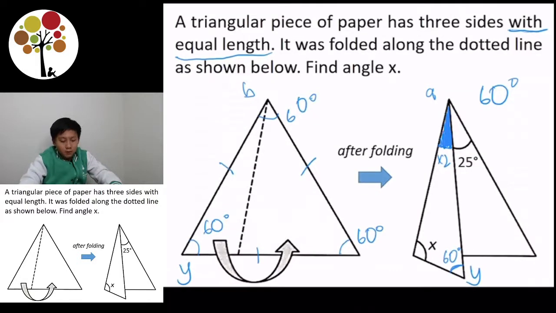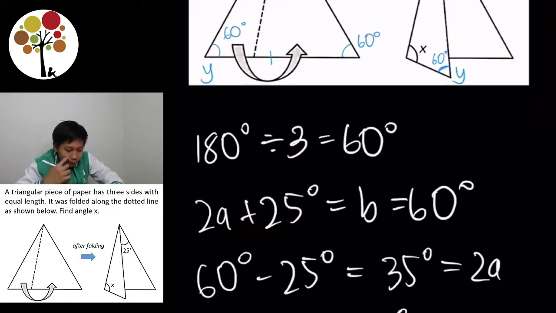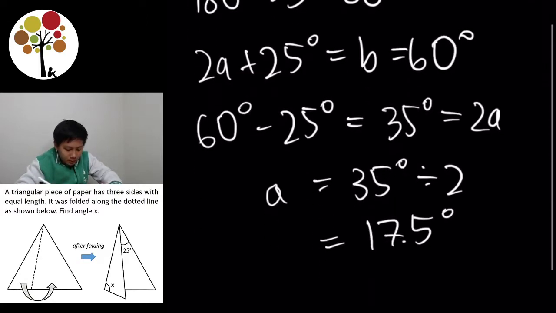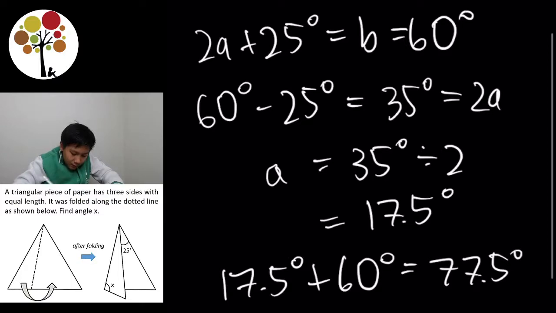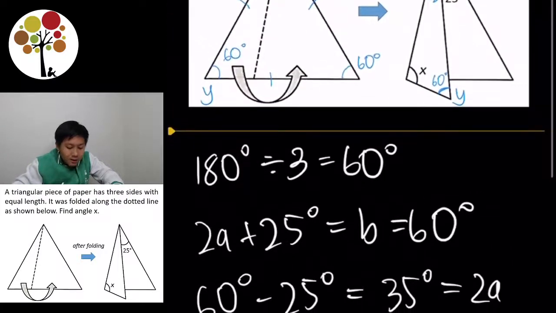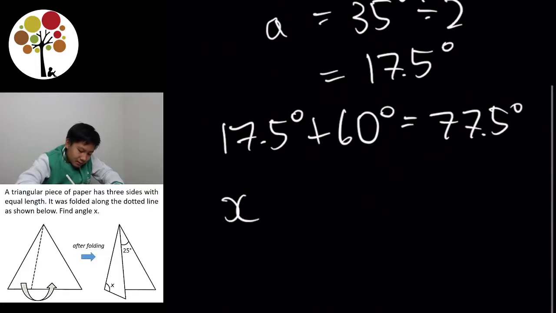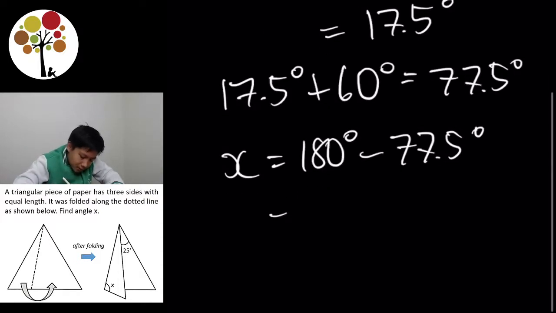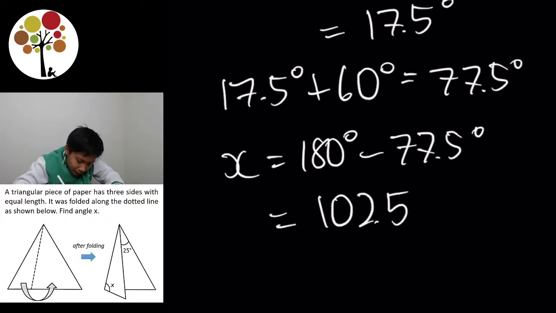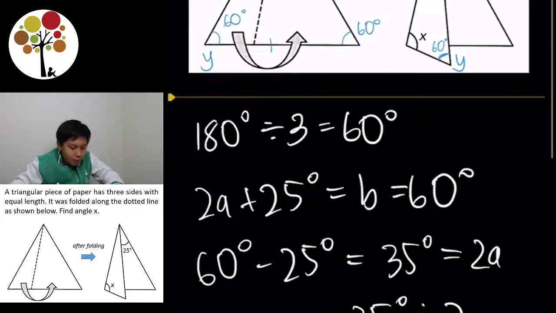As I said before, all the angles in a triangle add up to 180. So in order to find X, we first have to add A with 60 degrees. So 17.5 degrees plus 60 degrees is equal to 77.5 degrees. So that is A plus angle Y. In order to find angle X, it is simply 180 degrees, which is all the angles added up together, minus 77.5 degrees, which is equal to 102.5 degrees. So that is the answer for question 1.